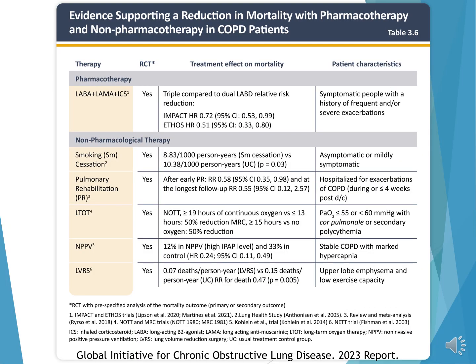One of the ways that we can advocate for our patients and provide the best care possible is to use evidence-based approaches. So here are some of the pharmacologic and the non-pharmacologic strategies in COPD management proven to reduce mortality. Evidence has recently emerged from two large randomized controlled trials, the IMPACT and the ETHOS trials, and they showed that fixed dose inhaled triple therapy combos, so LABA/LAMA/ICS, reduced all-cause mortality when compared to dual inhaled long-acting bronchodilators. These trials were enriched for symptomatic patients with a history of frequent and/or severe exacerbations.